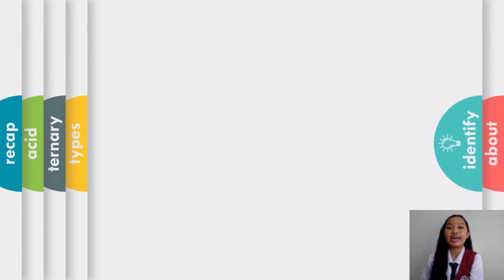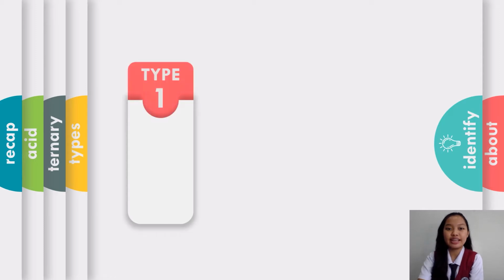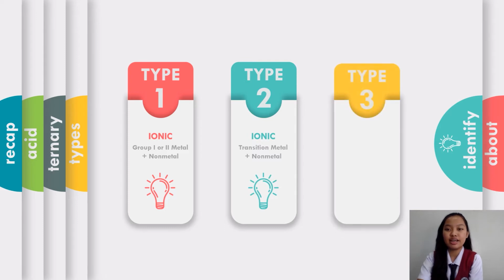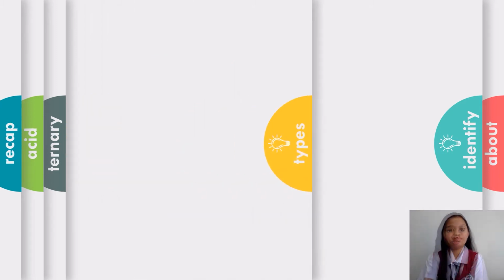It comprises three types, with the first being type 1, binary ionic, composed of a group 1 or group 2 metal with a non-metal. Type 2, binary ionic, but it is composed of a transition metal and a non-metal. Enter type 3, which is a binary molecular compound composed of two non-metals.